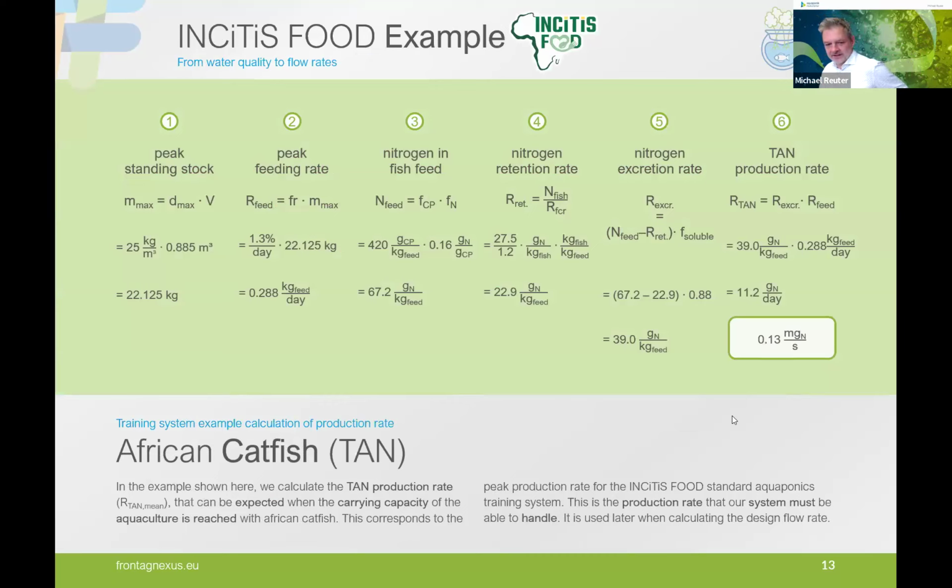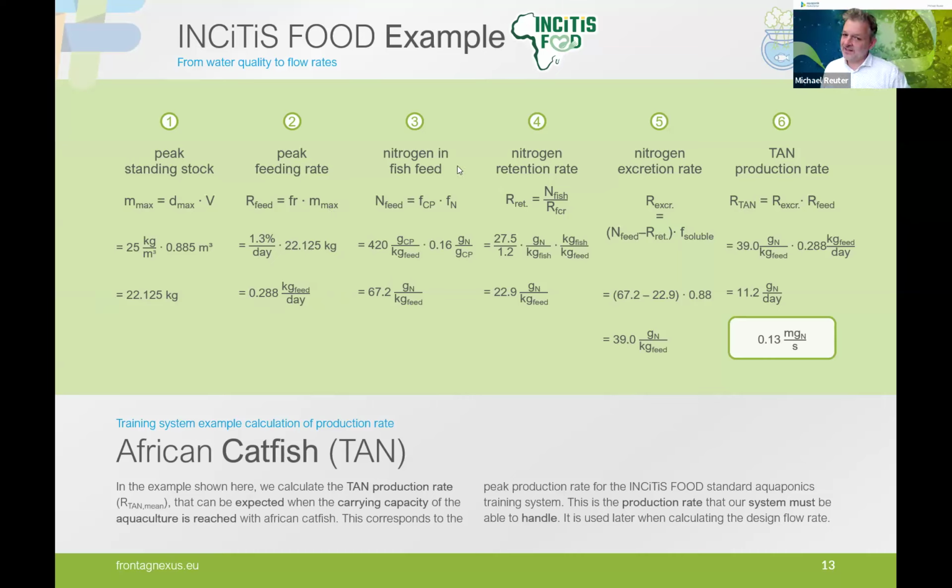Let's look at an example for the ammonia nitrogen. We have a peak stocking rate of 25 kilograms per cubic meter. That is the carrying capacity we are planning for in our example system. As it has not really 1 cubic meter of water in the fish tank, the amount of fish is a little bit lower. We have a peak feeding rate of 1.3% per day, resulting in a peak feeding rate of about 300 grams per day.